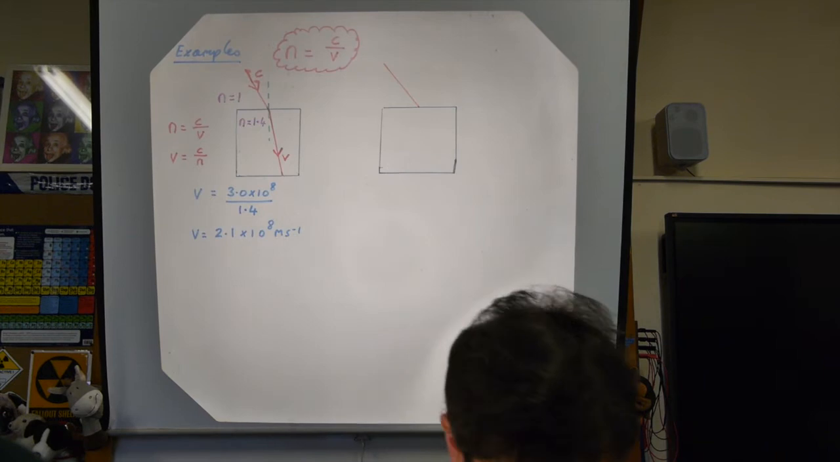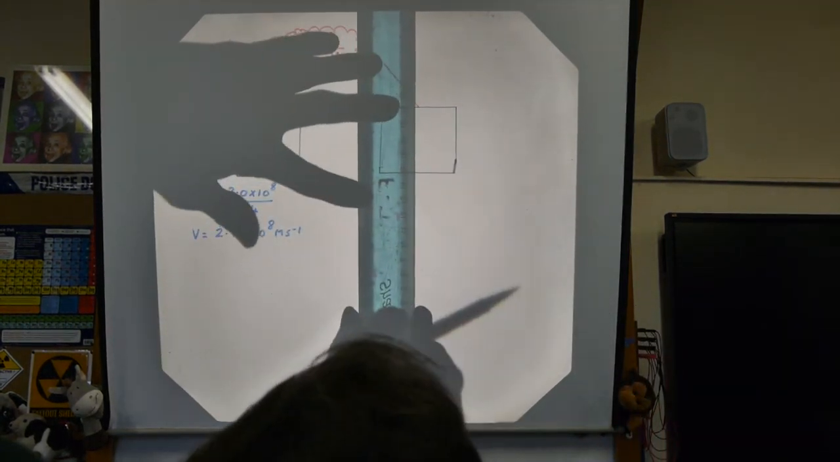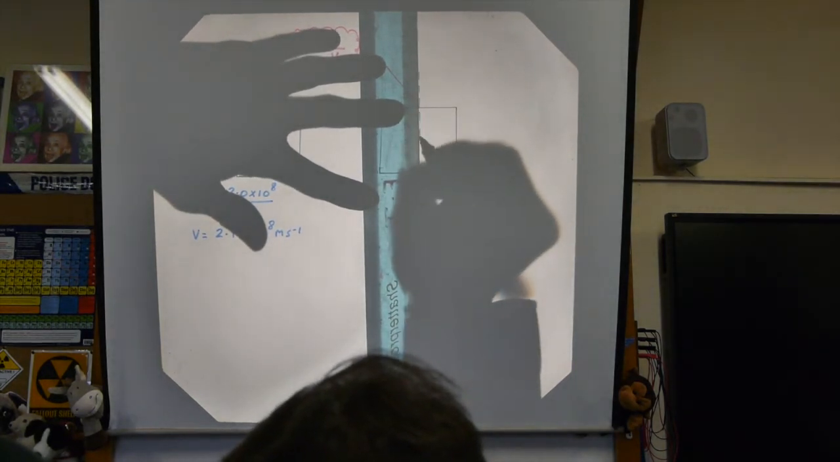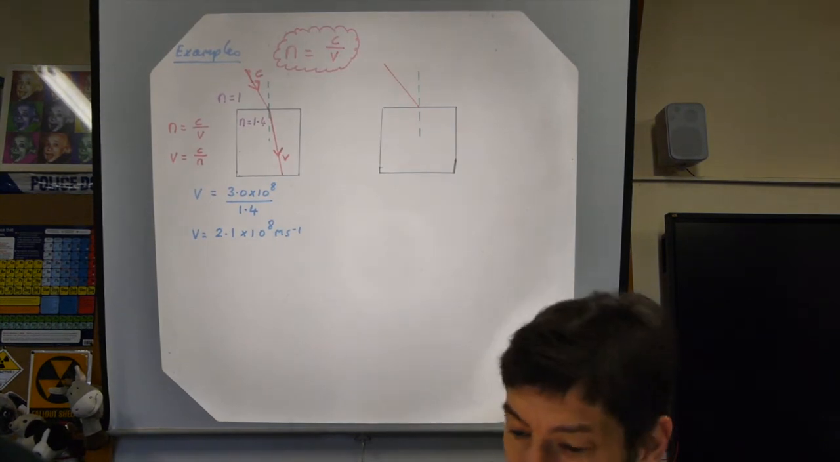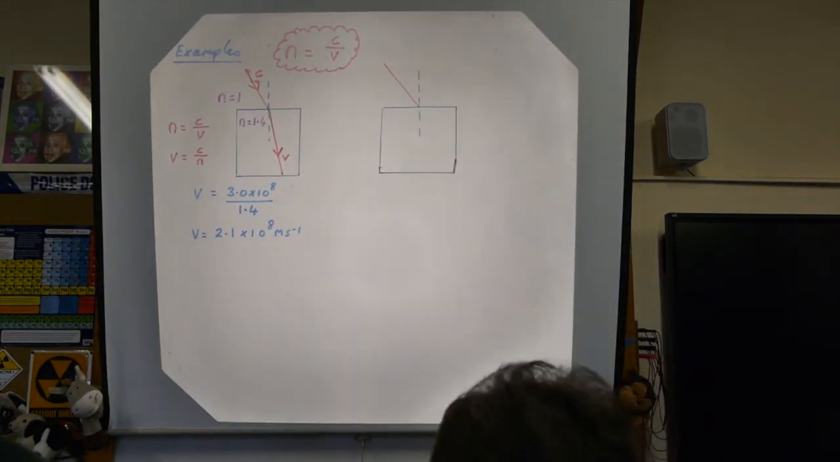Now, I'm not worrying too much about the angles at the moment, but I will just draw the normal on, because it's quite important that you remember that the angles are always measured from the normal. So there's an angle here, an incident angle and a refracted angle.